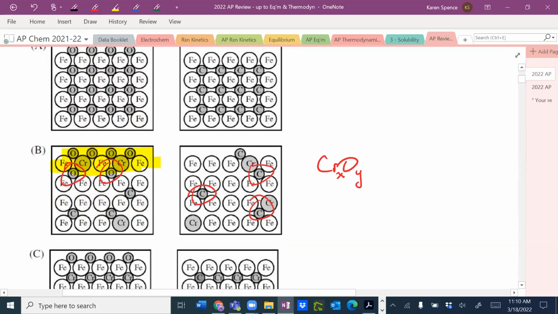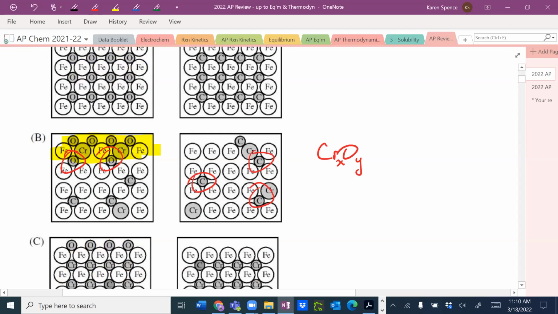Let's see, was I right? B, excellent, okay. And I think this carbon is just here because, you know, it's an alloy and there's stuff all over the place. Oh, and that's the center. This is the interior. So that's not really a surface one right there. That's still part of the interior.